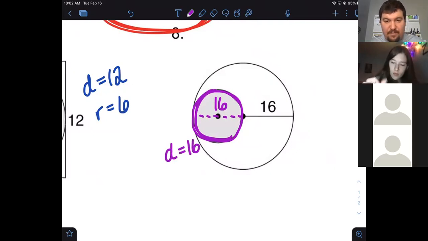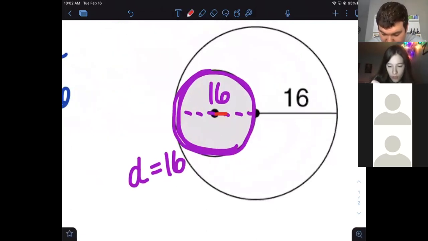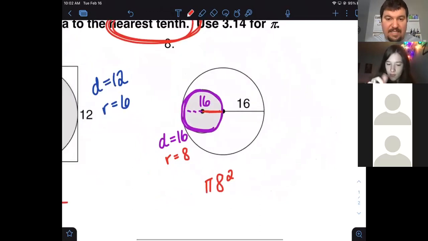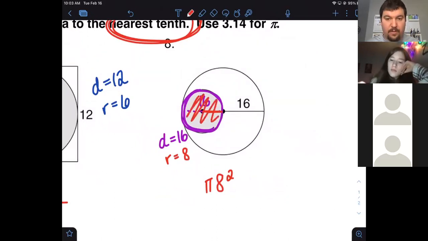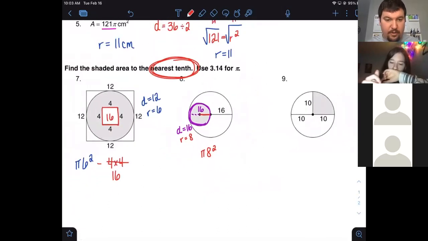And if it has a diameter of 16, I only want the radius because I'm finding area. So what is the length of that red line right there? If the diameter is 16, what's the radius? 8. Good job. So I'm just going to do pi r squared. And now that I know that the radius of that small circle is 8, that's all I have to do. I don't have to add anything. I don't have to subtract anything. That'll give me the area of that full circle right there, just the tiny one. So I'll let you guys give the answer for that one. Again, you can do that on your own.